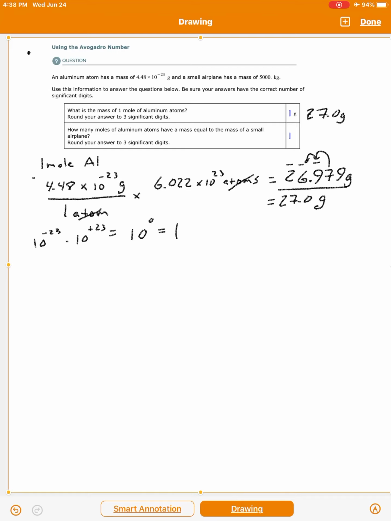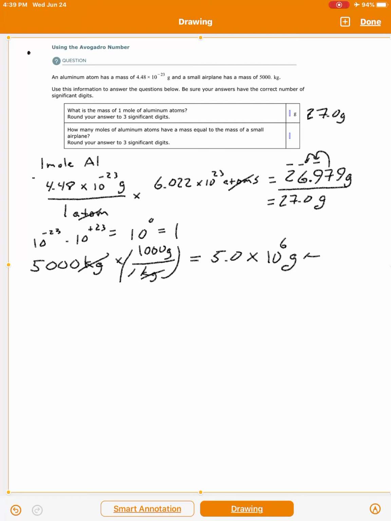airplane? So a small airplane is not grams, but kilograms, 5,000 kilograms. So let's do this. I'm going to convert it to grams. A kilogram is 1,000 grams. Kilo's 1,000. So if you multiply by 1,000 grams per 1 kilogram, you get rid of the kilograms. And I'm just going to write it down as 5.0 times 10 to the 6 grams. That's your airplane.